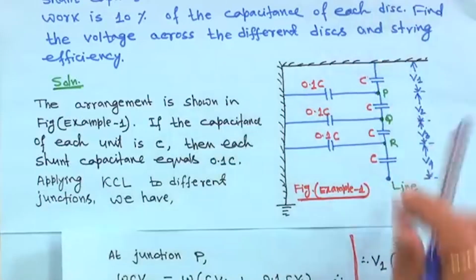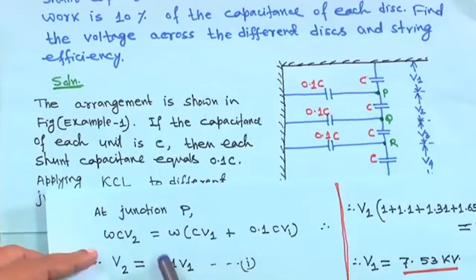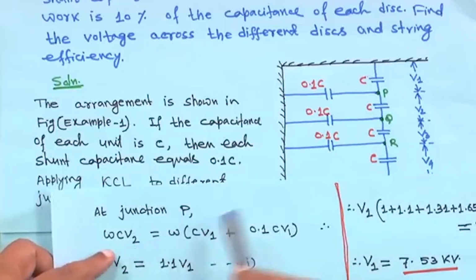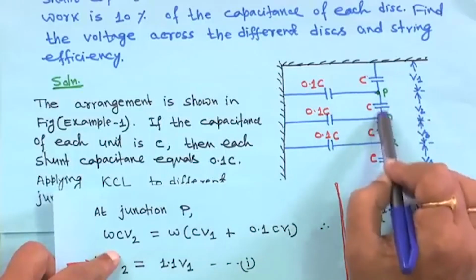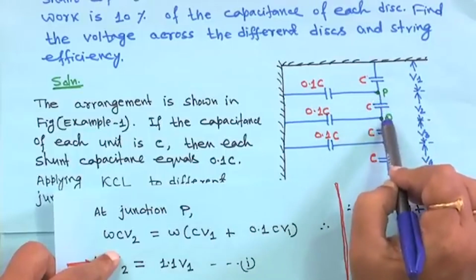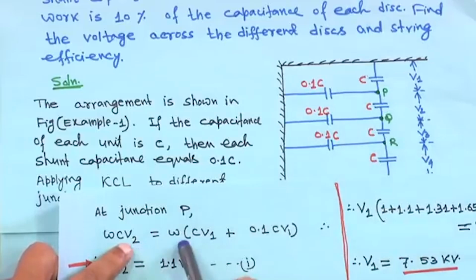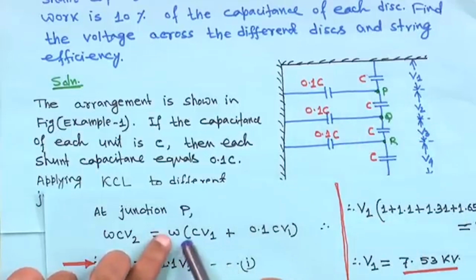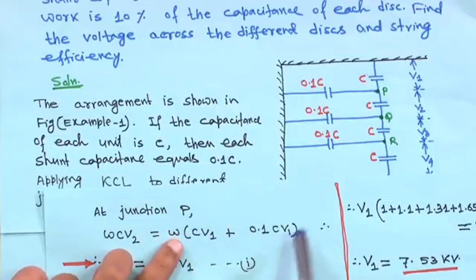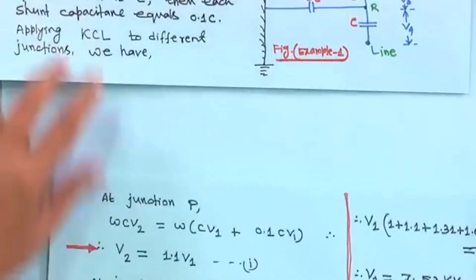So, at junction P, if you write the equation, it will be coming from that same equation: omega C V2, that means the current from Q to P, is equal to the current in this branch, omega C V1, with omega taken common out. So, in bracket, omega C V1 plus omega into K C V1. If you have any understanding problem, I am just drawing one for you.